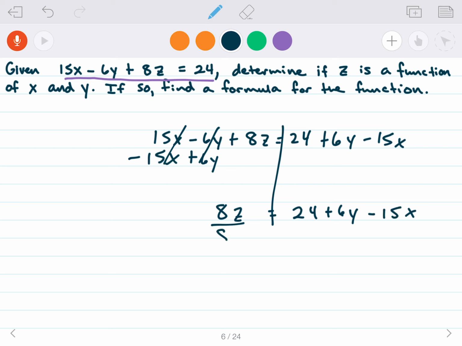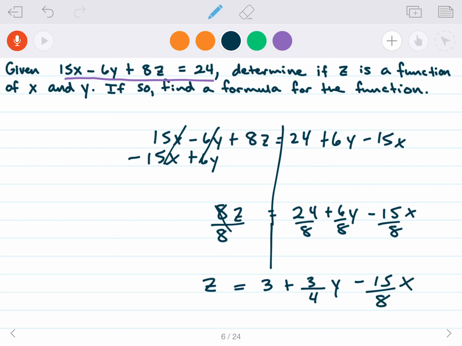And now I'm just going to divide everybody by 8 and simplify. So I get z is equal to 24 over 8 is 3. 6 over 8 can be simplified to 3/4. And 15 over 8 can't be simplified. So is this a function? Well, yeah, because we don't have any plus or minus here. We don't have two different outputs corresponding to the same input. So yes, this is a function.